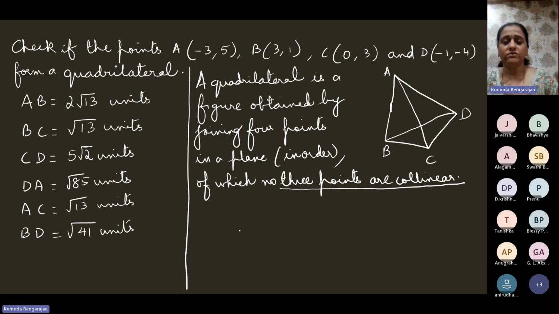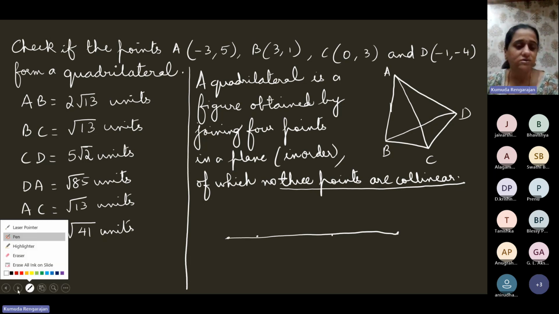A quadrilateral is a figure obtained by joining 4 points in a plane in order, of which no 3 points are collinear. So we'll just consider 4 points in a plane in different ways. 1, 2, 3, 4 points in a plane. All the 4 points are collinear. No quadrilateral is formed.